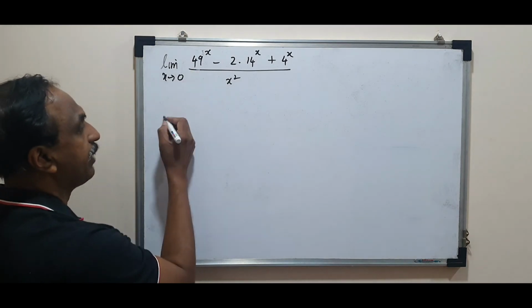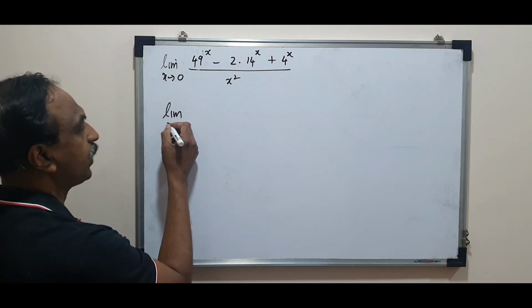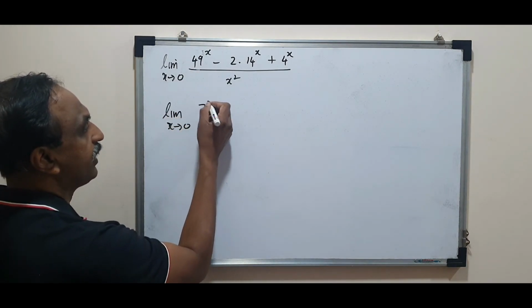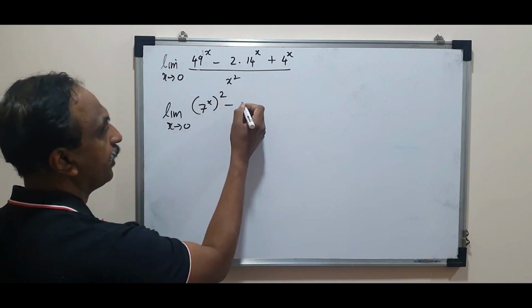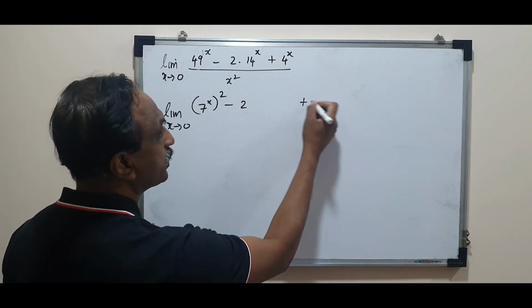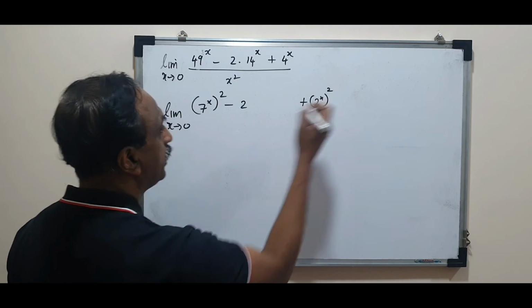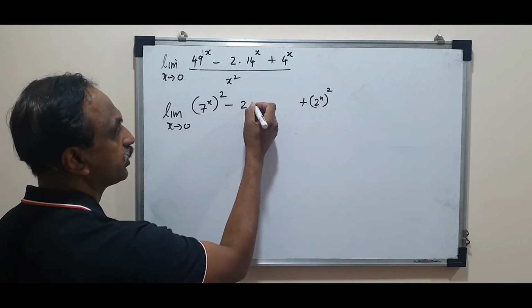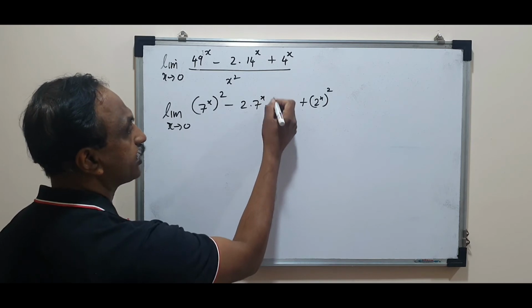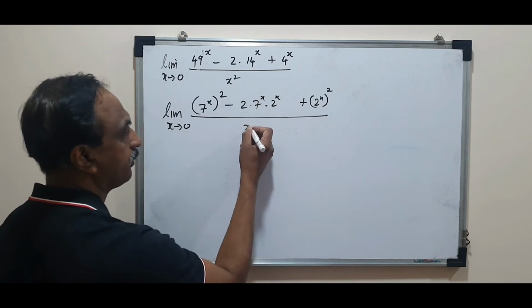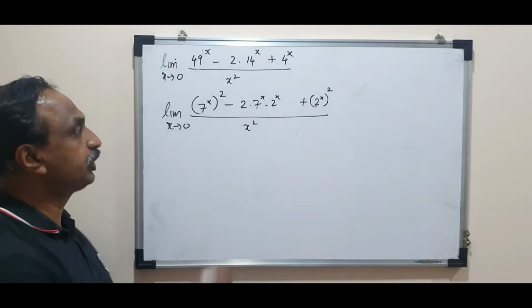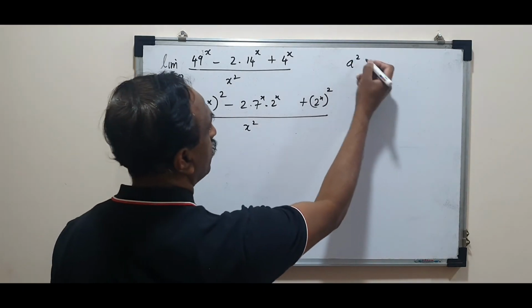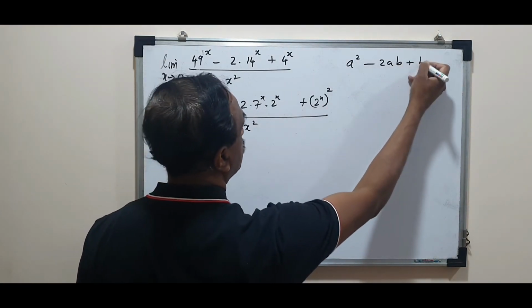So 49 can be written as 7 square. So (7 raised to x) the whole square minus 2 into 4 raised to x, which is (2 raised to x) the whole square. And you can see that if you multiply these both, you get 14 raised to x. So 7 raised to x into 2 raised to x upon x square. Now clearly this has turned to a square minus 2ab plus b square.